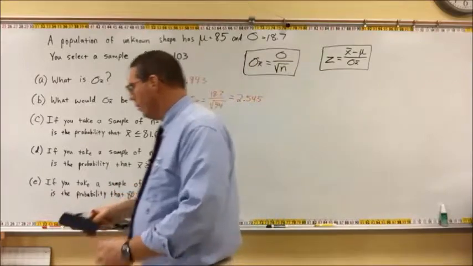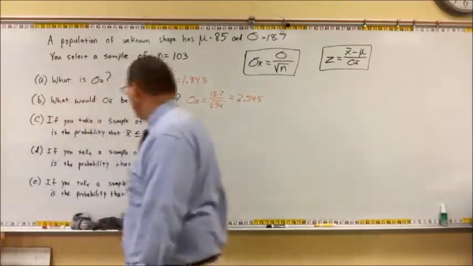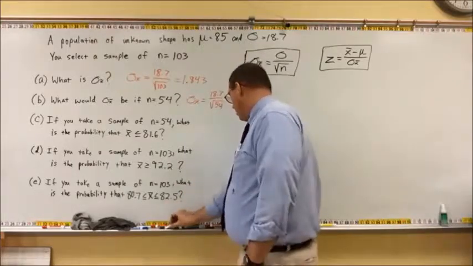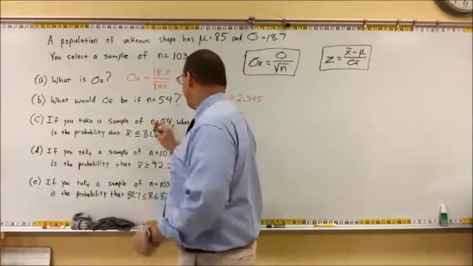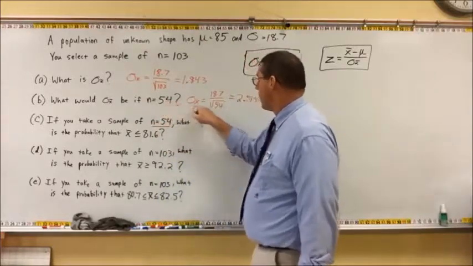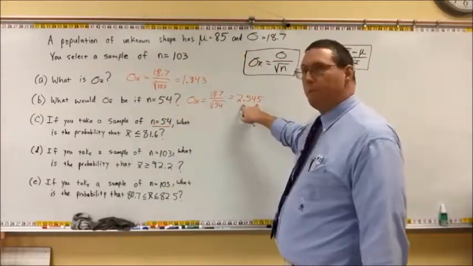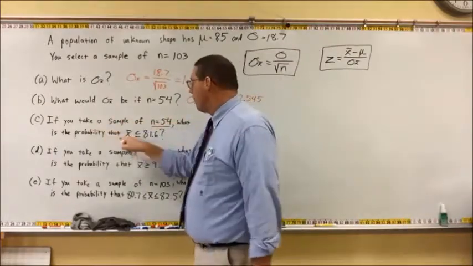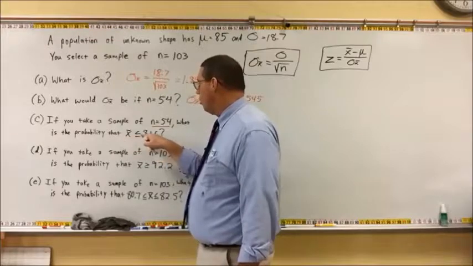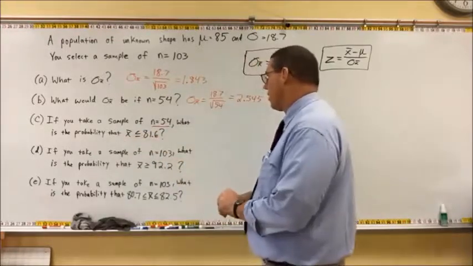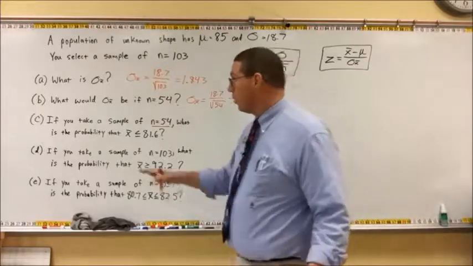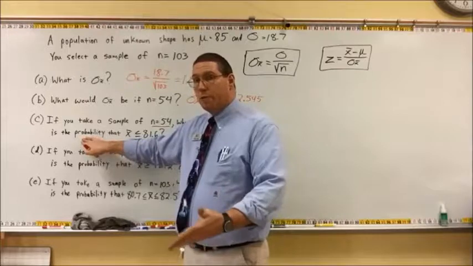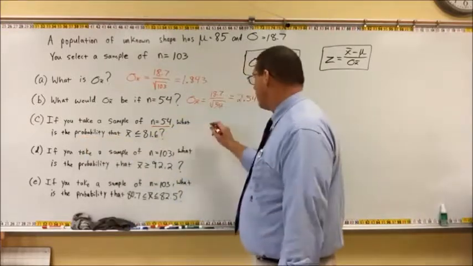Okay, so that's a much larger standard error than this one right here. Now let's go to part C here. This says if you take a sample of 54, that means we're going to use the standard error that goes with 54. We're going to use 2.545. If you take a sample of 54, what is the probability that your sample mean will be less than 81.6? Well, we need a z-score. If we're looking for a probability, we need a p-value. To get a p-value from the normal distribution, we need a z-score.